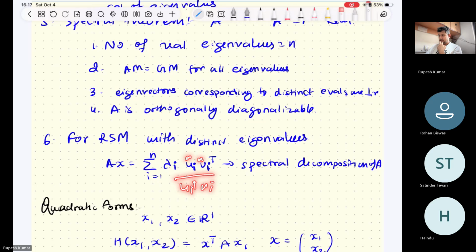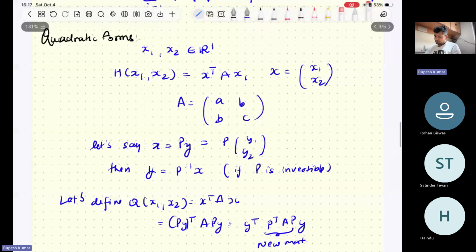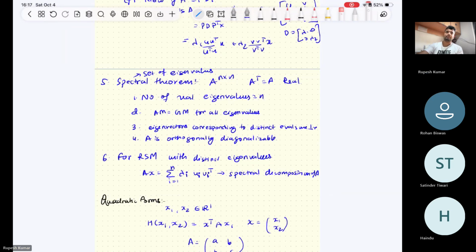Fine. Now, the last topic that we need to cover is quadratic forms, right? Everything related to eigenvalues and the spectral theorem is clear? Yes, sir. Till now, this is clear. Right. Now, let's move on to the last topic.